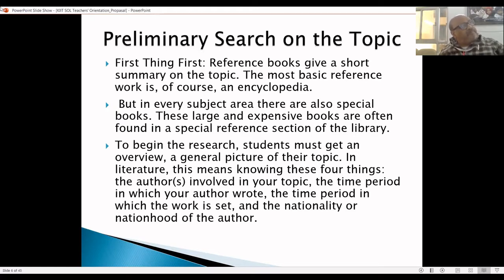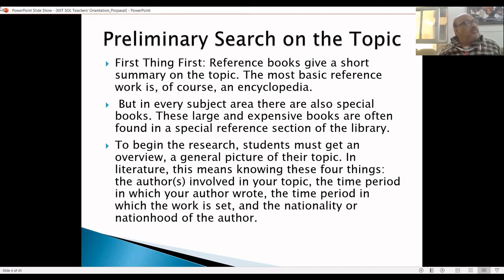Now, when they have this preliminary information about the topic, there are four things that they should try to keep in mind. They should try to know about the authors involved in the topic or appearing in the topic.